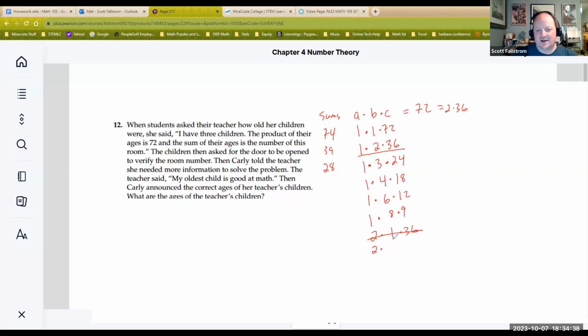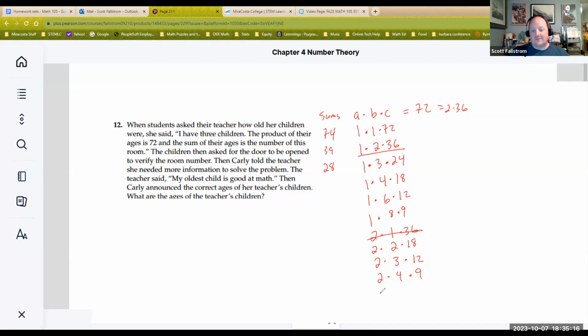So I'm going to do 2 times only another factor of 36 that is at least this age. So 2 times 2 times 18 could work. So 2 2-year-olds and an 18-year-old, that's possible. Let's see here. 2 times, I need 36. So 3 times 12, that's possible. 2 times 4 times 9. Okay. And that's it for the 2s, right?